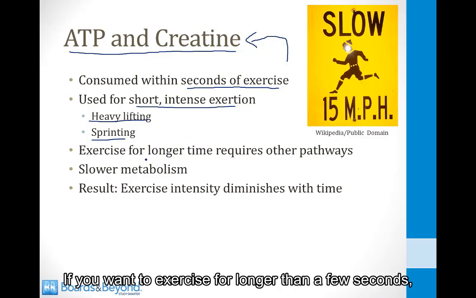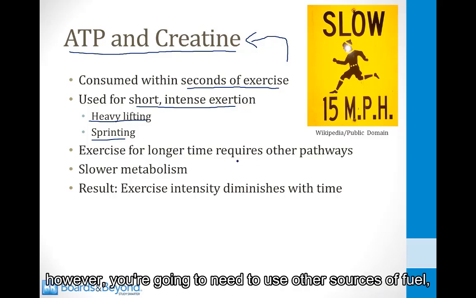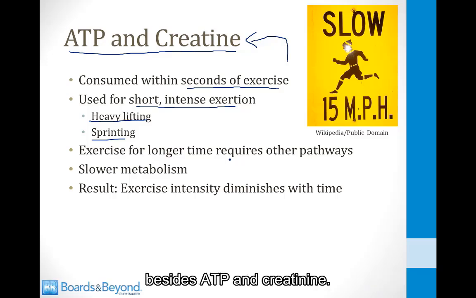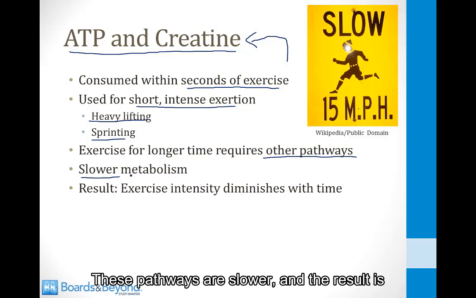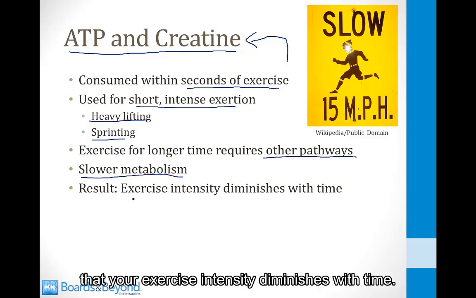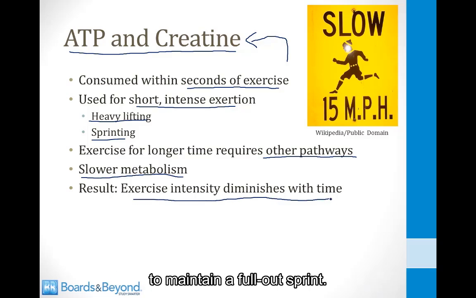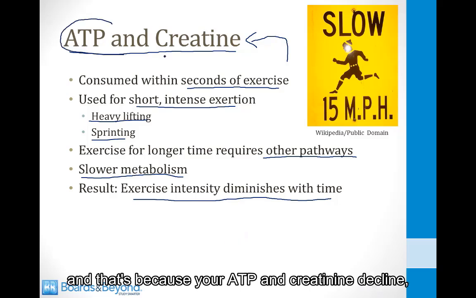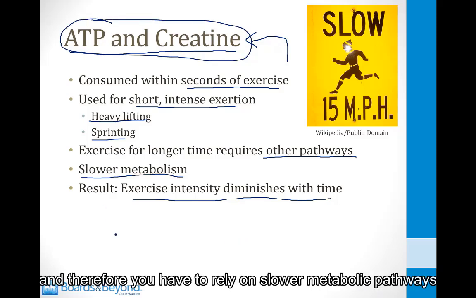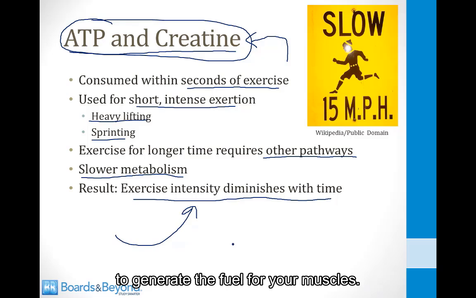If you want to exercise for longer than a few seconds, however, you're going to need to use other sources of fuel besides ATP and creatine. This means you're going to need to use the other pathways in the body like glycolysis and the TCA cycle. These pathways are slower, and the result is that your exercise intensity diminishes with time. And you should know this if you've ever tried to maintain a full-out sprint. You can't do it for more than a few seconds, and that's because your ATP and creatine decline, and therefore you have to rely on slower metabolic pathways to generate the fuel for your muscles.